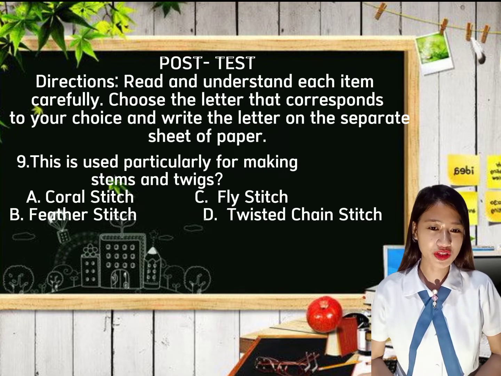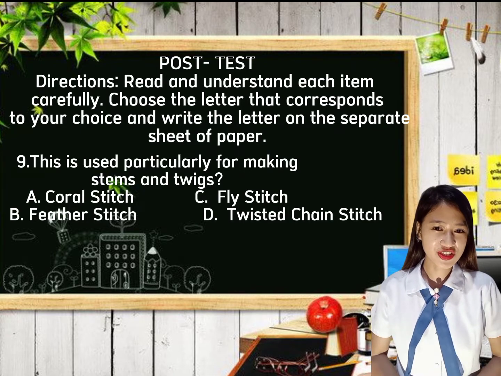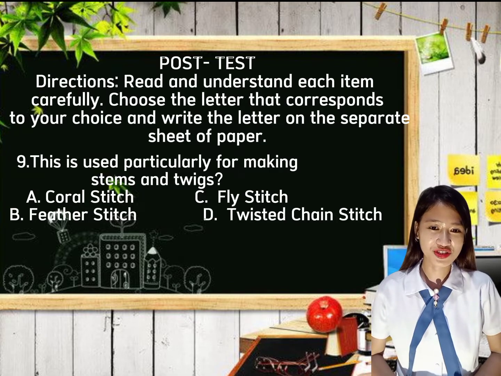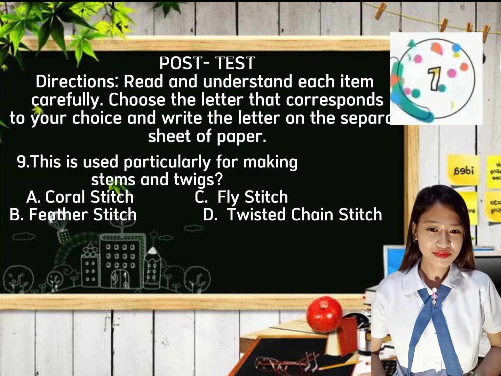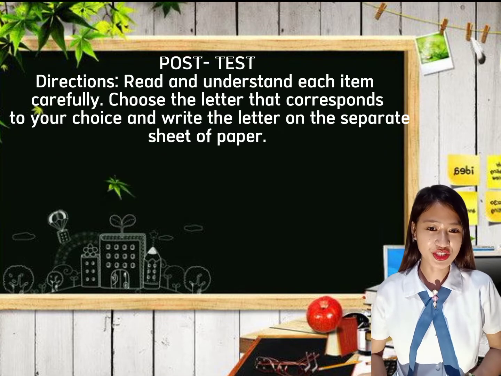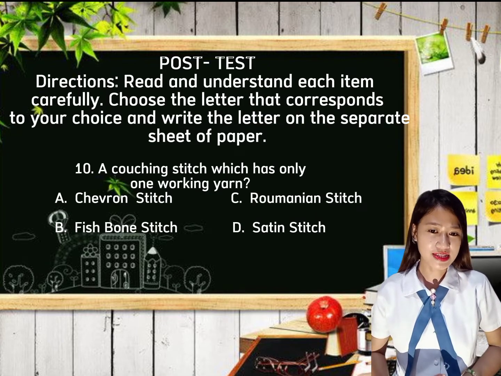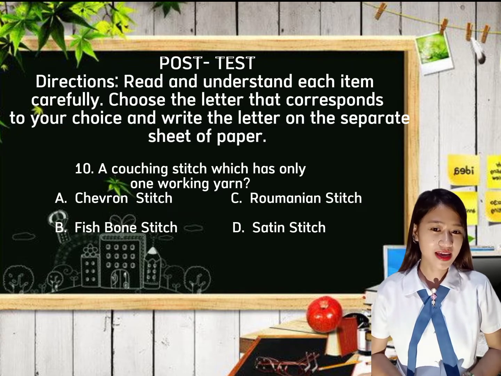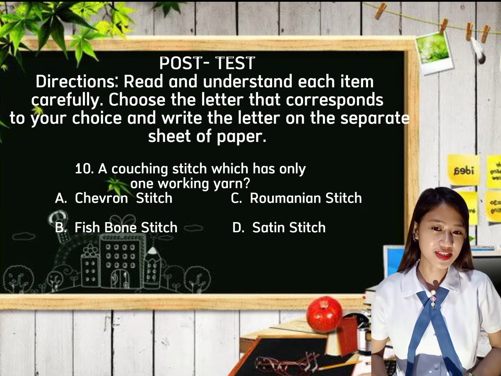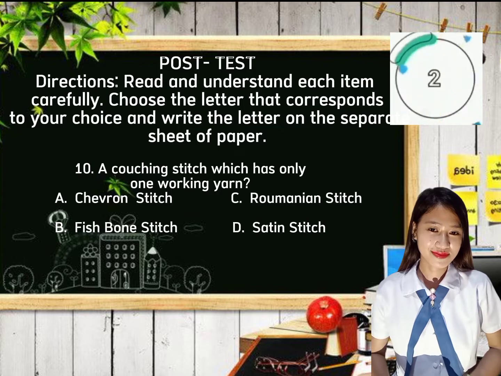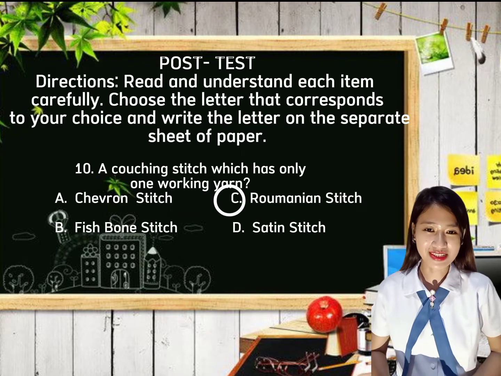Number 9. This is used particularly for making stems and twigs. A. Coral stitch. B. Feather stitch. C. Fly stitch. Or D. Twisted chain stitch. A. Coral stitch. Number 10. A couching stitch which has only one working yarn. A. Chevron stitch. B. Fishbone stitch. C. Romanian stitch. Or D. Satin stitch. C. Romanian stitch.